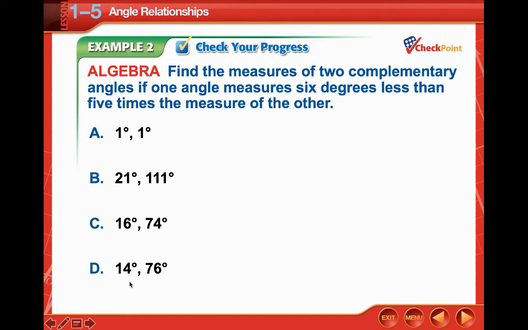Aha. So if you added 6 more to it, if it was 6 degrees more than 5 times, this would be our correct answer. But unfortunately, it's 6 degrees less. So C has to be the correct answer. Oh, yeah.